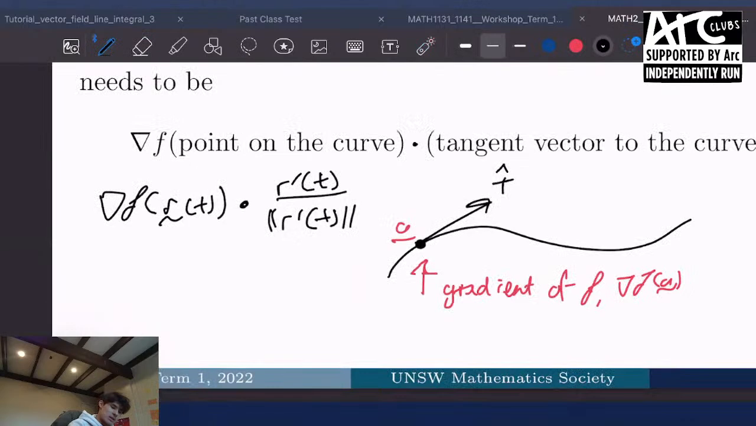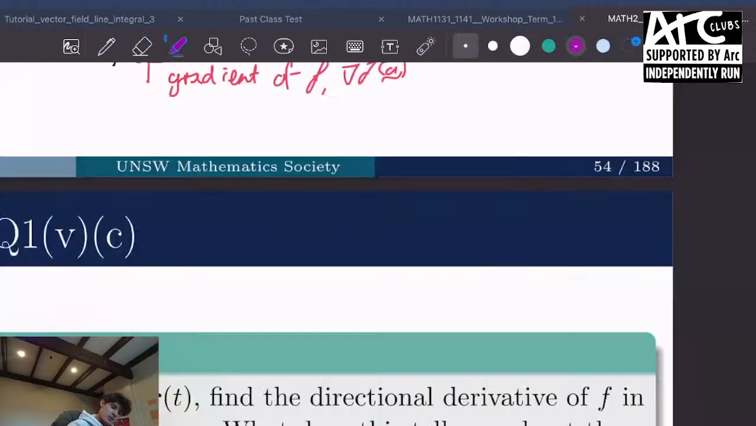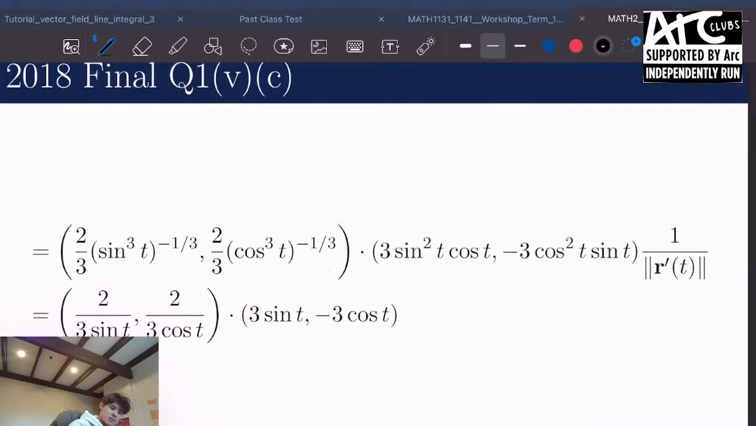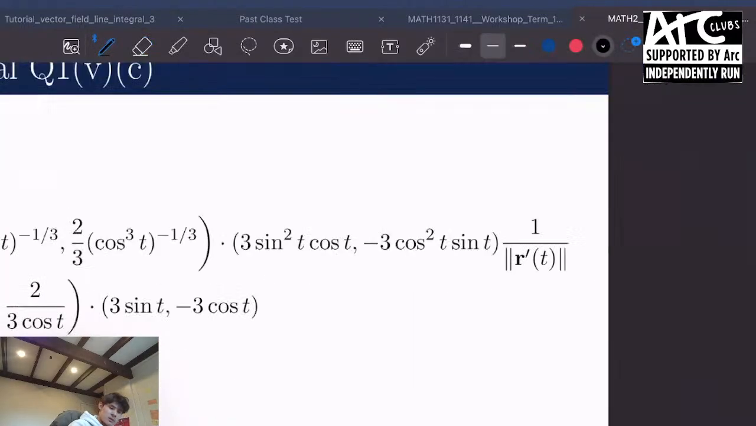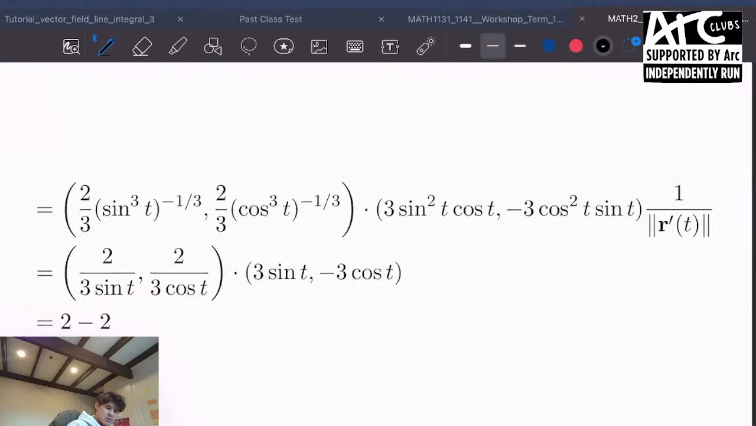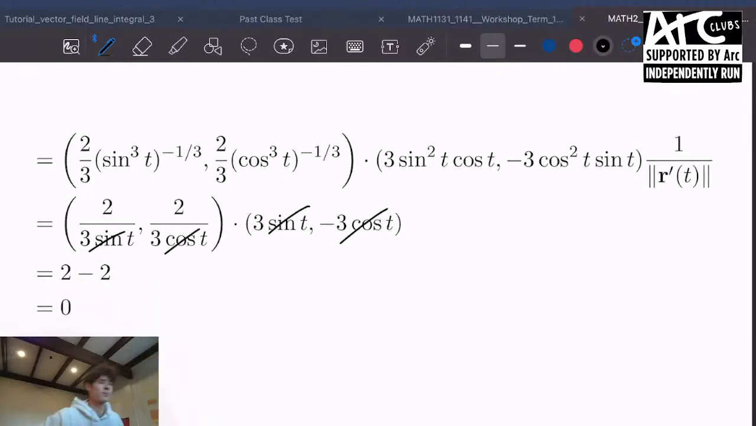Now what we want to do is evaluate this expression. We can use the fact that r of t equals sine cubed t, cos cubed t, which means x equals sine cubed t, y equals cos cubed t, and we can substitute it into our expression for nabla f that we calculated earlier, and then find the dot product with this expression. So what we're going to get is something like this: 2 over 3 sine t, comma 2 over 3 cos t, dot product with 3 sine t, comma negative 3 cos t. You can see that the 3 sine t and 3 cos t cancel out. What we get is 2 minus 2 equals 0. So the directional derivative is always 0 along the entire curve. It is not dependent on t, which tells us how far along the curve we are. It is always equal to 0.